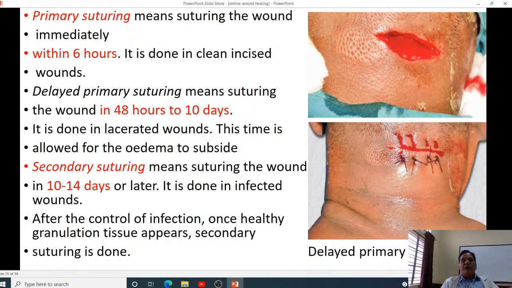So, what are the principles? Primary suturing means suturing of the wound immediately, within 6 hours. Primary suturing within 6 hours. Delayed primary suturing, 48 hours to 10 days. And secondary suturing means after 10 days to 14 days. This is done in all infected wounds. After the infection is controlled, again you can try for wound closure when there is no edema. So primary suturing 6 hours, delayed 48 hours to 10 days, secondary 10 to 14 days. This is basic, you must remember. 6 hours, 48 hours and 10 days.